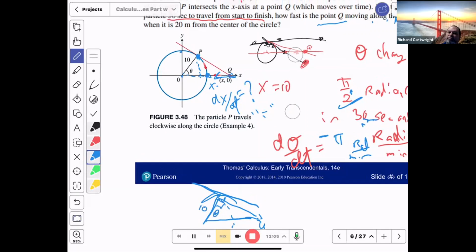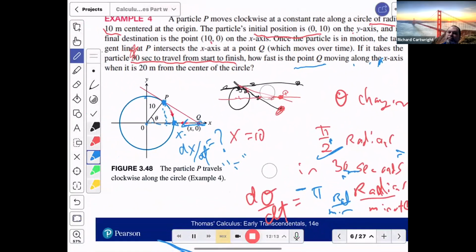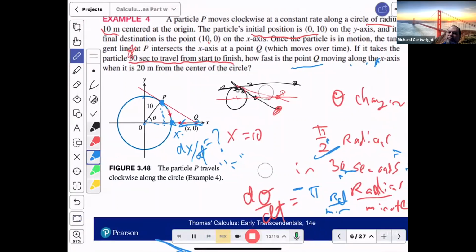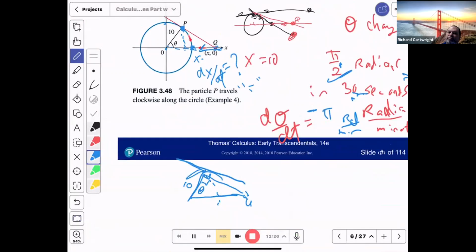where did he say anything about the angle? He didn't say anything else about the angle, so we just have an angle. We have this 10, which is the radius, and we have this distance in the picture where we froze time. He said that was 20. 20 meters and 10 meters.